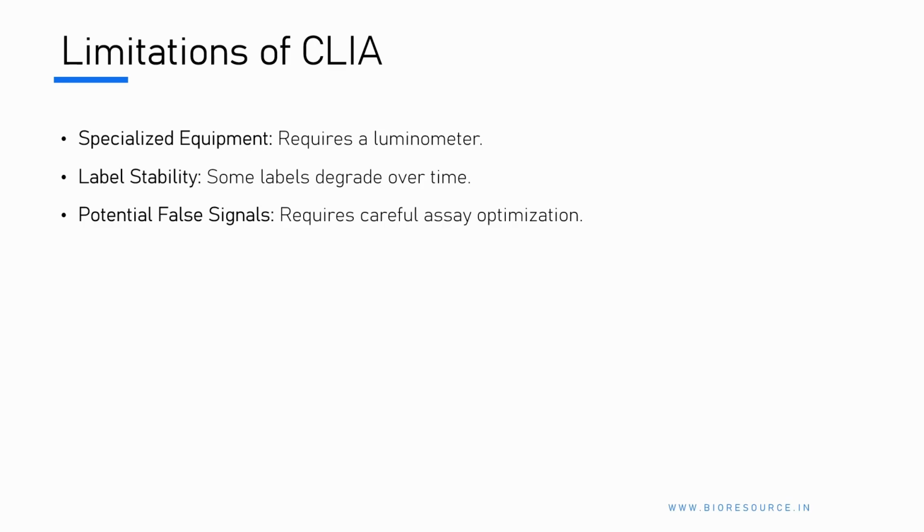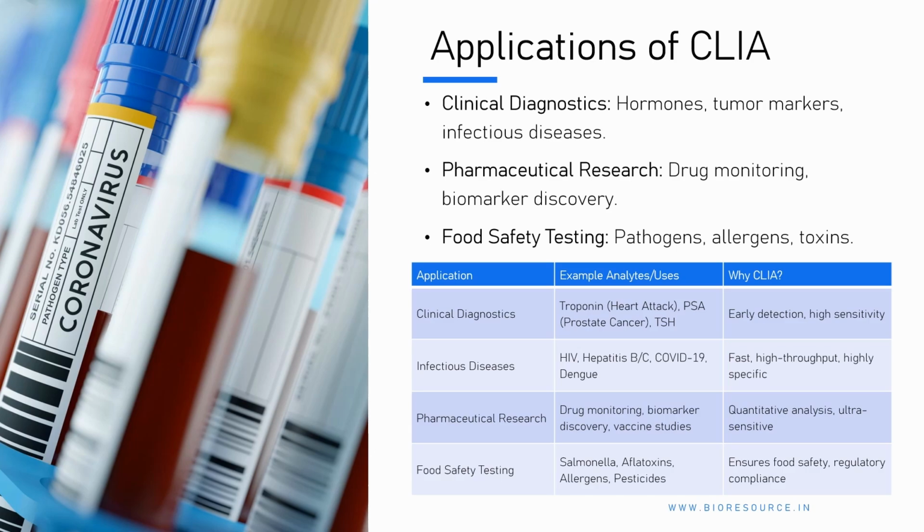in clinical research applications. Now let's look at the applications of CLIA in much more detail. Chemiluminescent immunoassay is widely used in various fields due to high sensitivity, specificity, and rapid turnaround time. It is widely used in clinical diagnostics. CLIA is one of the most commonly used techniques in clinical laboratories for detecting biomarkers associated with diseases.